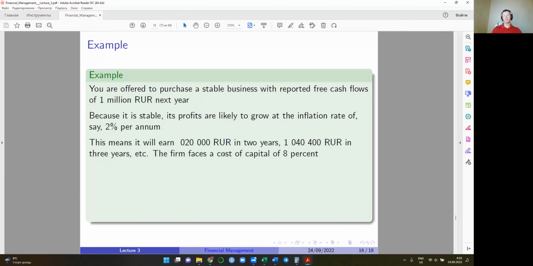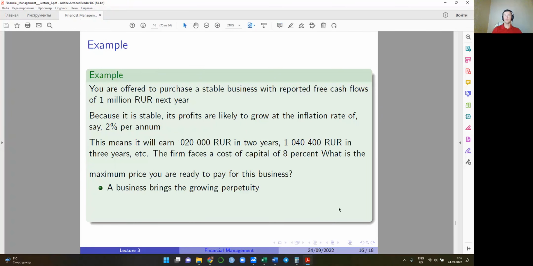So the firm faces a cost of capital of 8%, which means that this is your discount rate. And the question is, what is the maximum price you're ready to pay for this business? Maximum price, which means that you need to calculate the present value. First of all, a business brings a growing perpetuity.